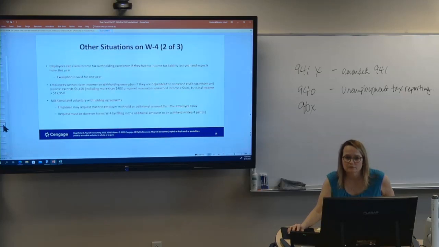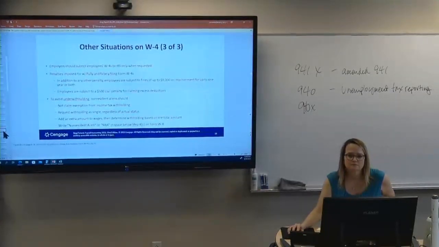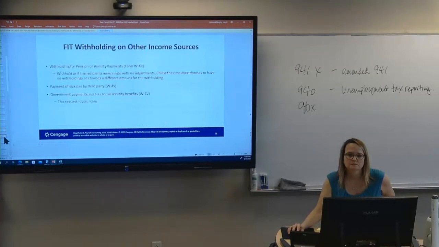I can't even recall if we went over this. Here we go. Withholding for pension or annuity payments, Form W4P. There's the B. And there's the government payments, Social Security benefits. There's the S, sick pay, and third-party pay. These are all going to show up on W-2s, but they're not for wages.